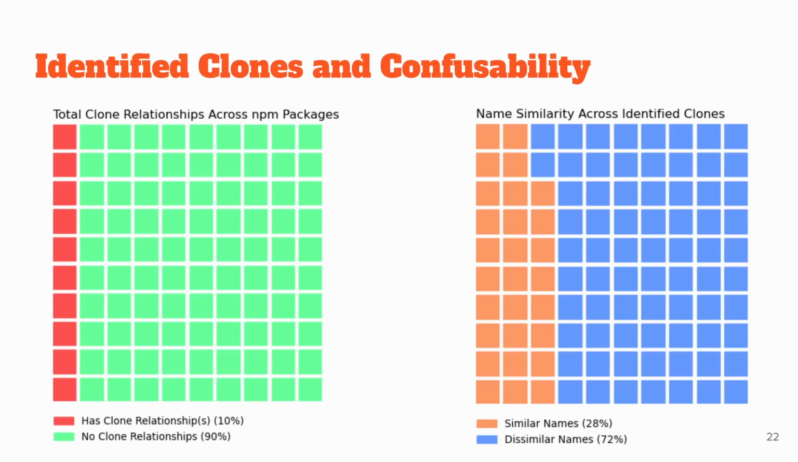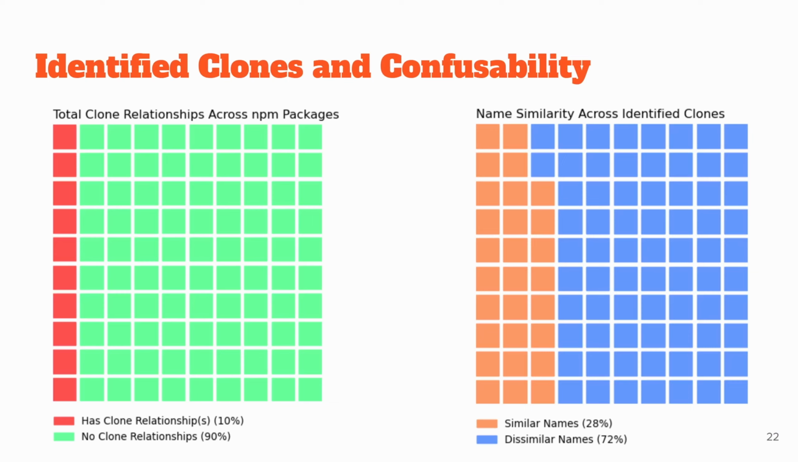Now, I want to share some other interesting details related to package confusability introduced by clone packages. The first detail deals with the total clone relationships across NPM. From analyzing a random sample of 6,000 NPM packages and extrapolating the results, we estimate that up to 10% of NPM packages may belong to one or more clone relationships. This number may seem high at first, but it's important to note that it includes all packages belonging to either side of clone relationships. In other words, both clone packages and packages being cloned.